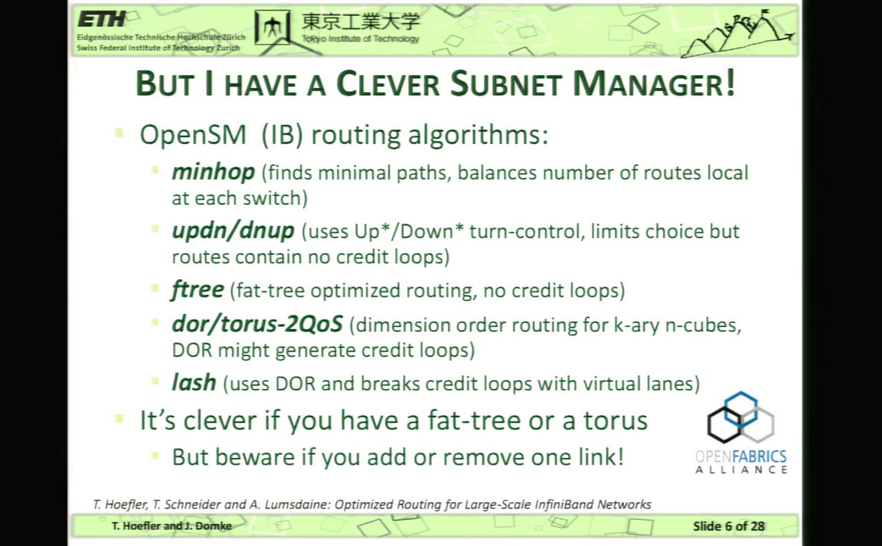If you start your OpenSM up, well, you have these choices. And of course, you have to look for your topology, right? If you have an F-tree, you start F-tree, fat tree. If you have a torus of some kind, you start DOR. And then you see, well, the question is if it's actually giving you a good routing.